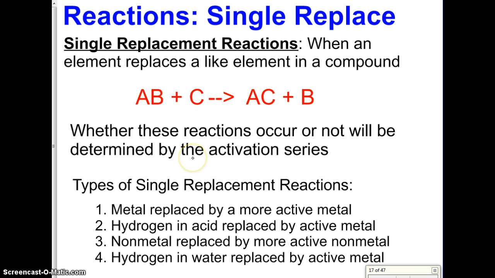Single replacement will differ from double replacement in the fact that it's an element replacing an element in a compound. So you have an individual element like C kicking out B, forming AC, a new compound, and then B is left by itself. I always remember it where there's somebody by themselves or single on both sides of the arrow. Whether the reaction will occur though is all dependent on the activation series, which I'll show you in just a minute. Now again, just like with synthesis and decomposition, we have several types, but let's just look at some of the models and not worry about the types so much right now.